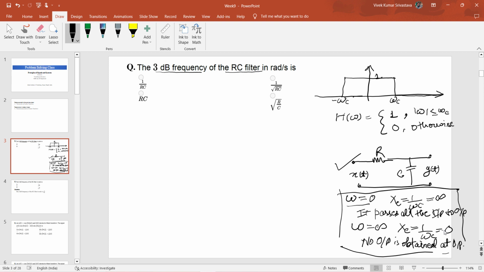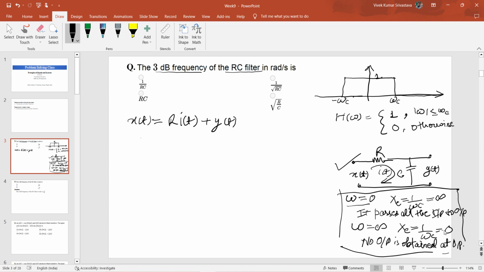Let us now determine the transfer function of this RC filter. For this we will apply KVL in this RC circuit. Here we can write x of t, which is the input, is equal to R i of t, let us say the current is i of t, plus y of t, that is the output obtained at the capacitor terminal.